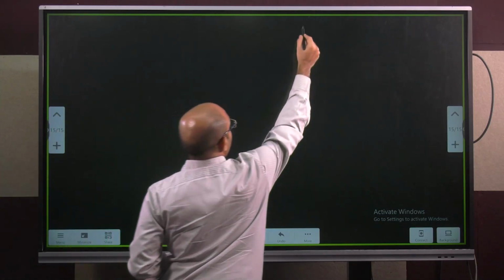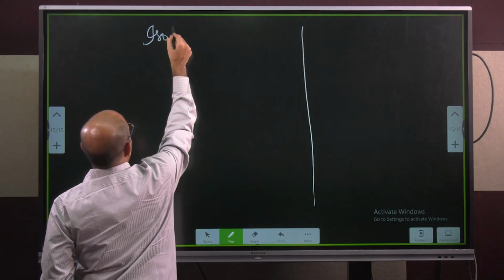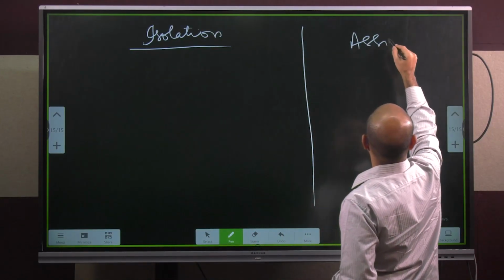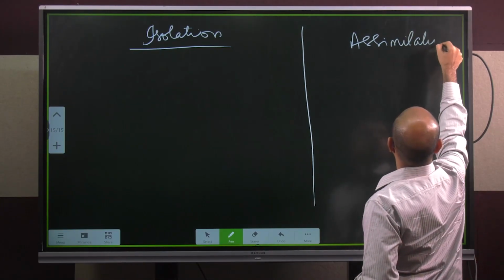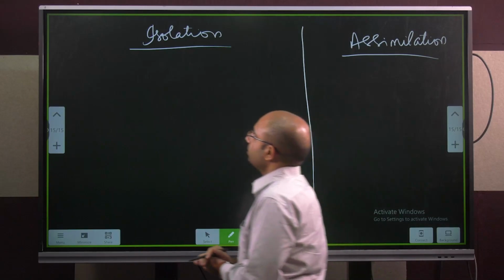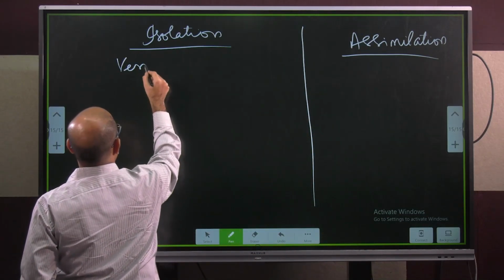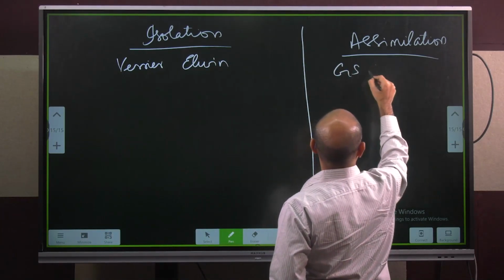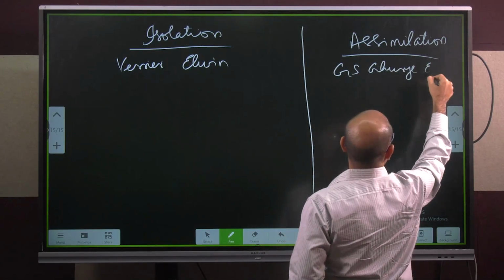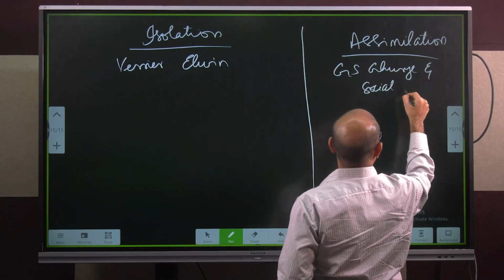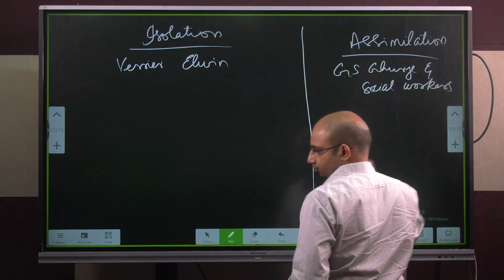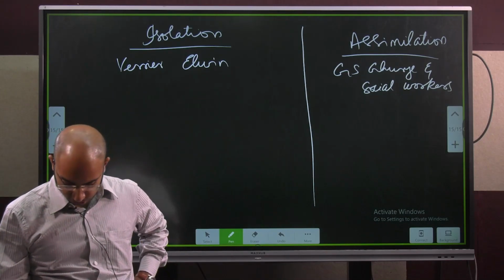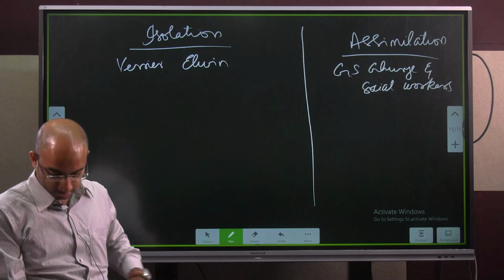So in this context, two approaches were proposed. One is called isolation. Another is assimilation. The isolation approach was proposed by Verrier Elwin. This was proposed by G.S. Ghurye and other social workers. They proposed this approach.